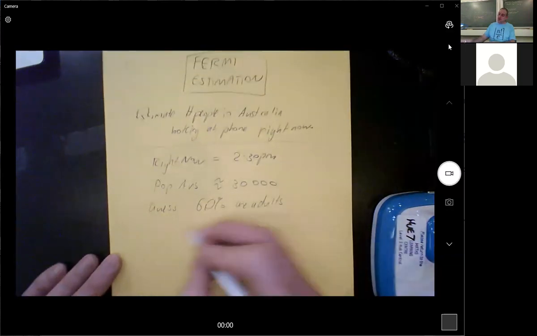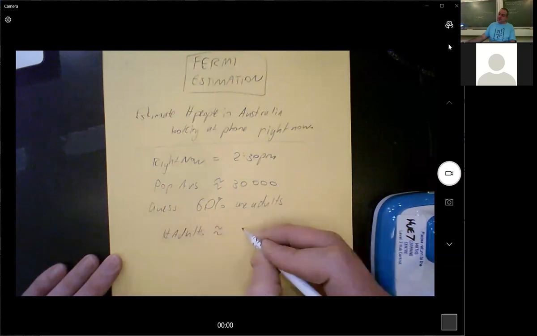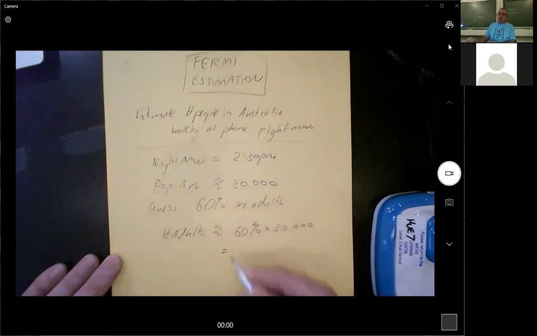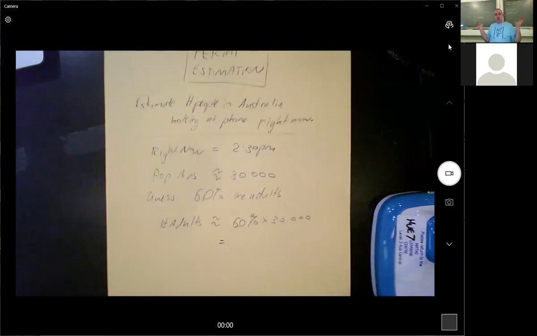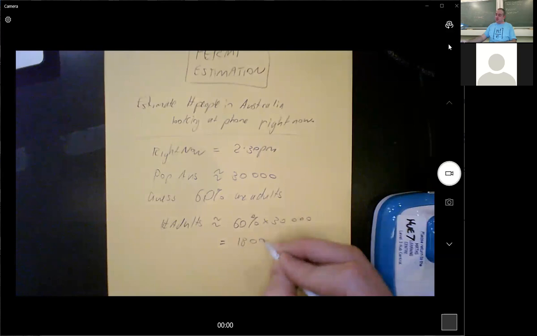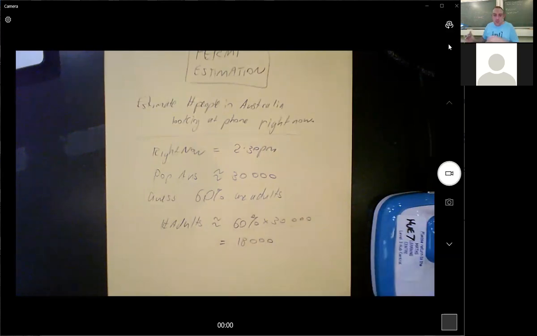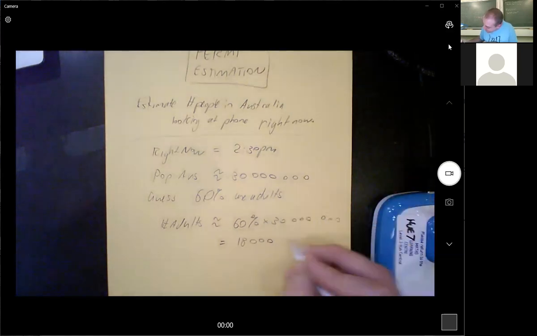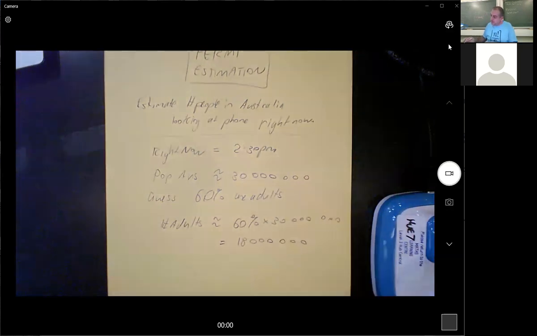10% of 30 million would be 3 million, and 6 times that would be approximately 18 million adults.